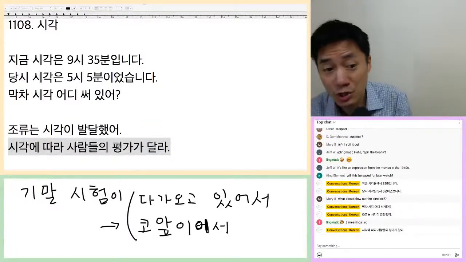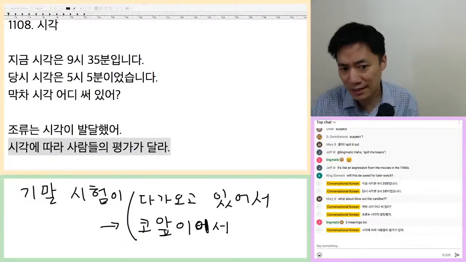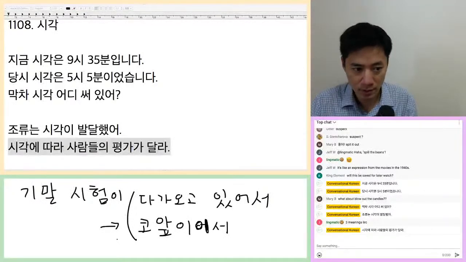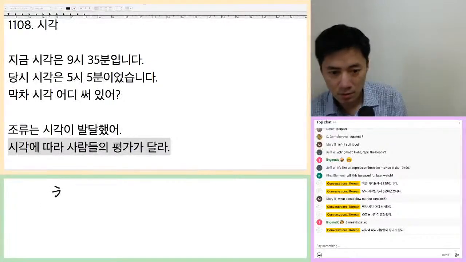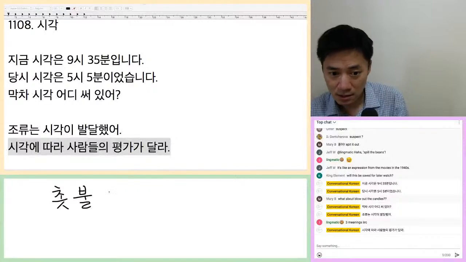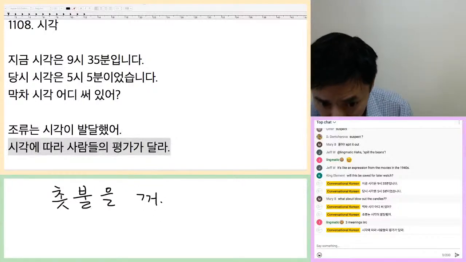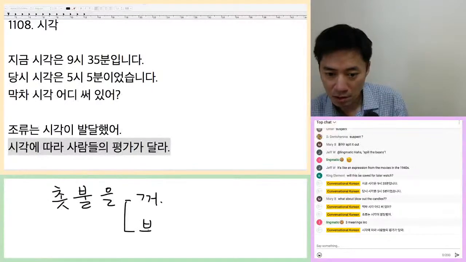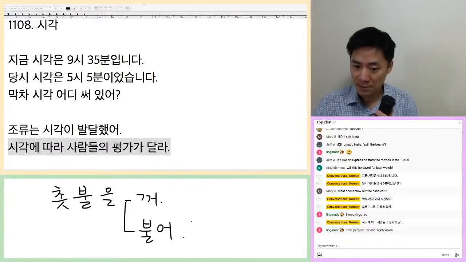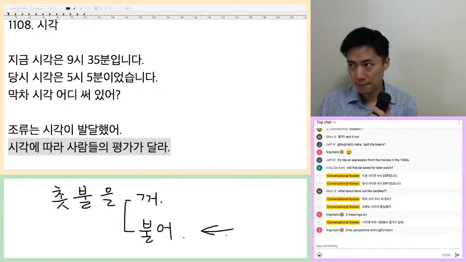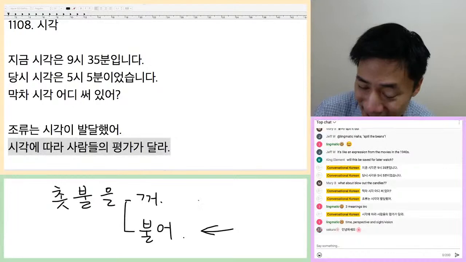What about blow out the candle? You can use 촛불을 불어. 촛불을 꺼. 촛불을 불어. You can use both. Candle light을 꺼, turn off. 촛불을 불어. Practically the same. But when it comes to a candle on a birthday cake, maybe this one is more likely used. But in other cases, maybe both can be used, or maybe simply 꺼, I don't know. But when it comes to birthday cake, then 불어 is more likely used.